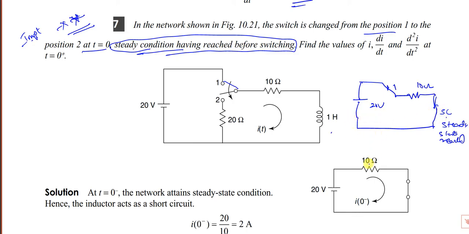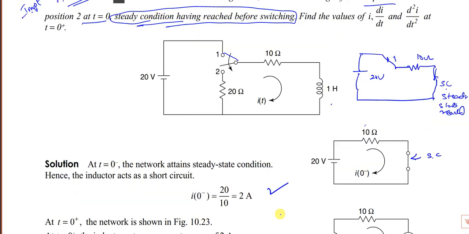Now in this circuit, what is IL of 0 minus? The inductance acts as a short circuit here, so the voltage is 20. Resistance always remains resistance, no changes. So IL of 0 minus is voltage by resistance, 20 by 10, which is 2 amps. IL of 0 minus is 2 amps.